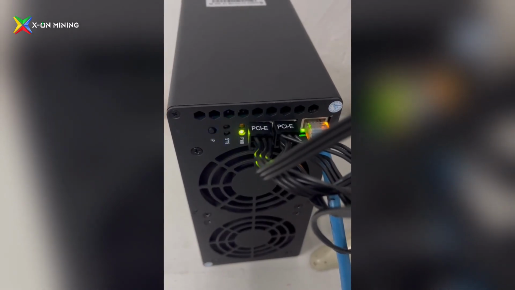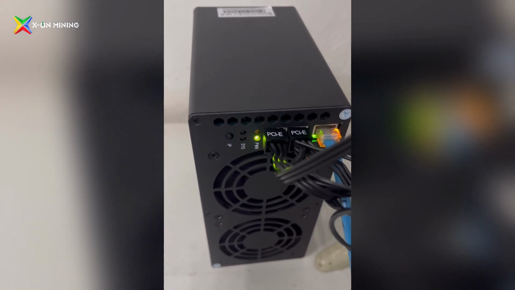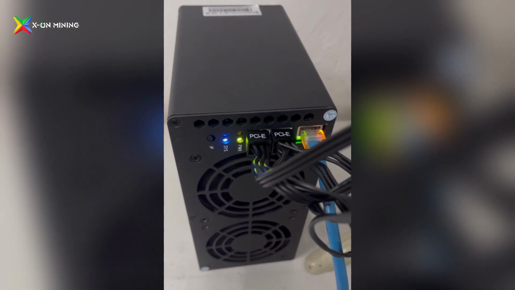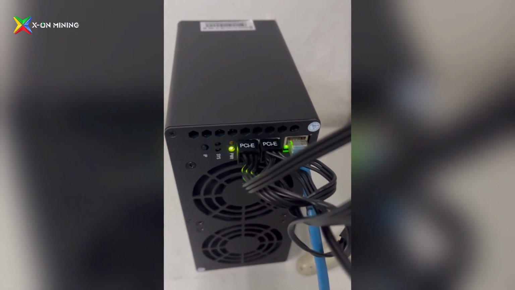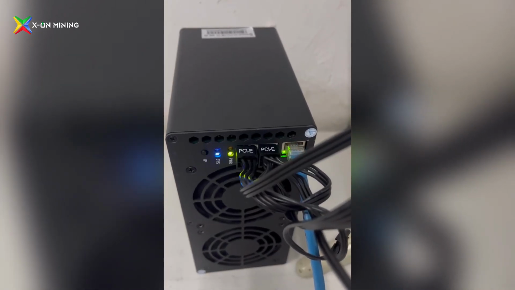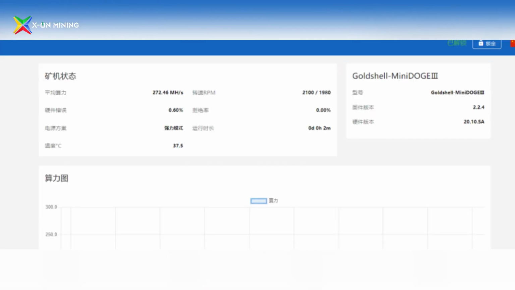Today, I'd like to share an issue that a recent client encountered with Minidoge. Our customer reported an issue with the Minidoge model that does not include a PSU. We would like to share the customer's solution. This is the mining dashboard for the Minidoge III miner, along with its data.